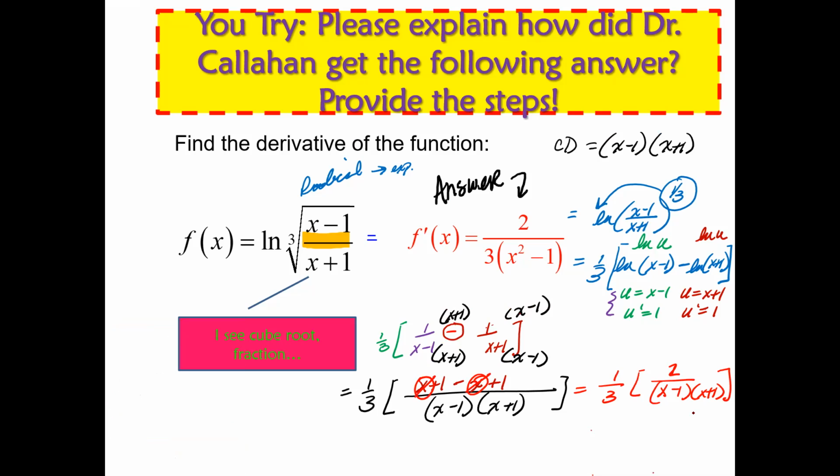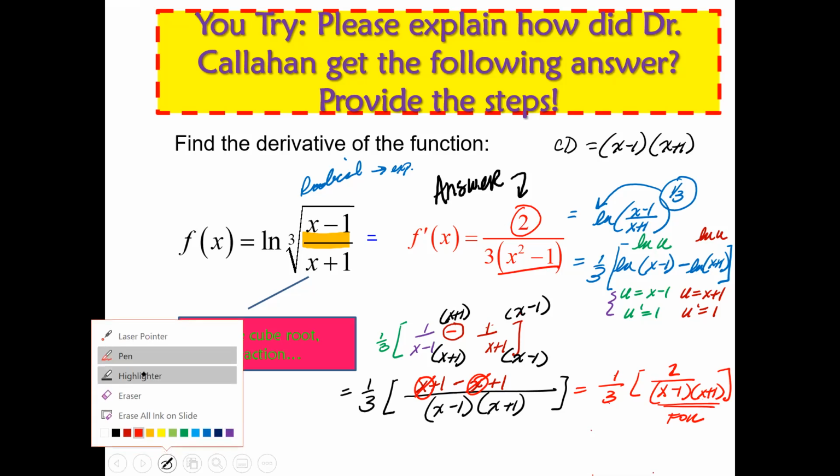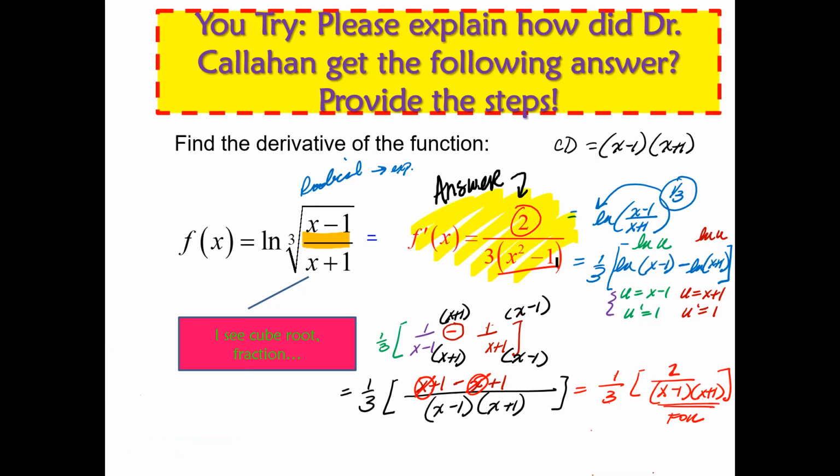And if you go ahead and combine this together, 1 times 2 gives me a 2, over 3 times x minus 1 times x plus 1. You can actually FOIL this, which will then give you x squared minus 1. And that's why, you guys, this is going to be your answer.